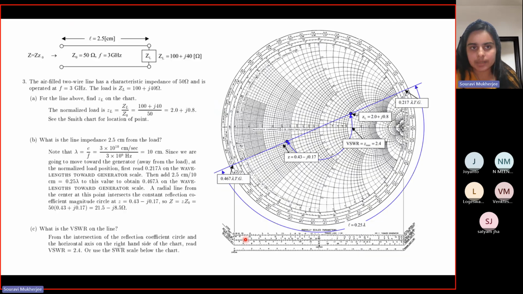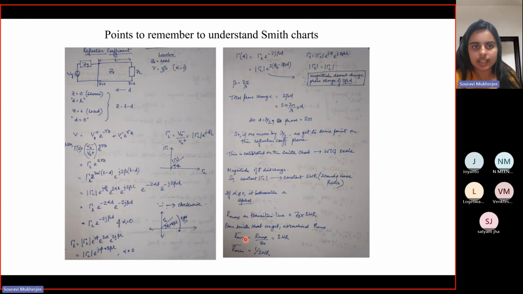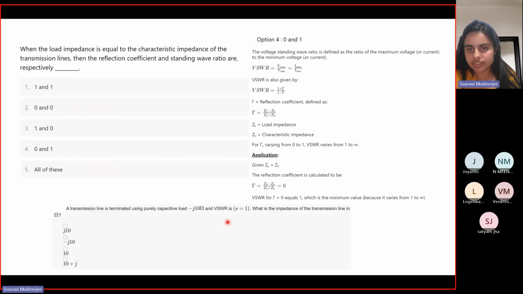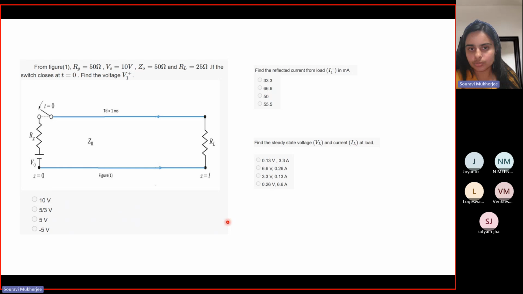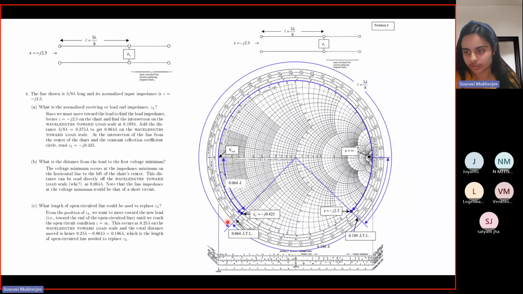counterclockwise. Basically, it comes from the same fact that when we discussed before, we saw that when we moved from the load towards the generator, we had this minus j2βd phase coming. Now when you move from generator towards load, you will have addition of phase. That means you have to move counterclockwise so that the argument increases. So in the wavelength towards generator scale, you move clockwise. In the wavelength towards load scale, you move counterclockwise.